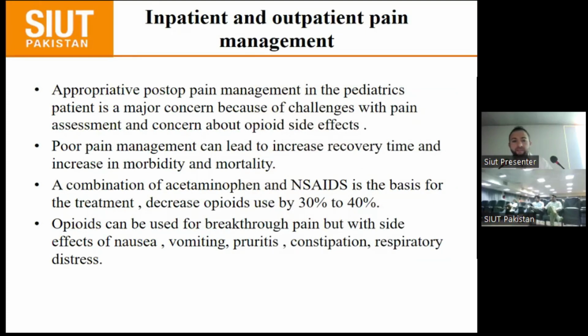Appropriate postoperative patient management in the pediatric patient is a major concern because of the challenge with pain assessment and concern about opioid side effects. Poor pain management can lead to increased recovery time and increased mortality and morbidity. A combination of acetaminophen and NSAID is the basis for the treatment. It decreases opioid use by 30 to 40%. Opioid can be used for breakthrough pain, with the side effects of nausea, vomiting, pruritus, constipation, and respiratory distress.